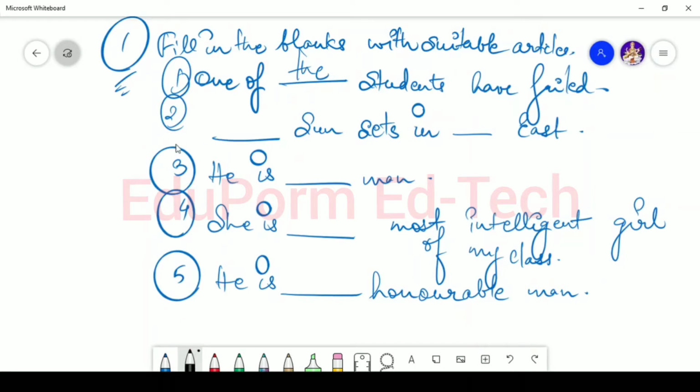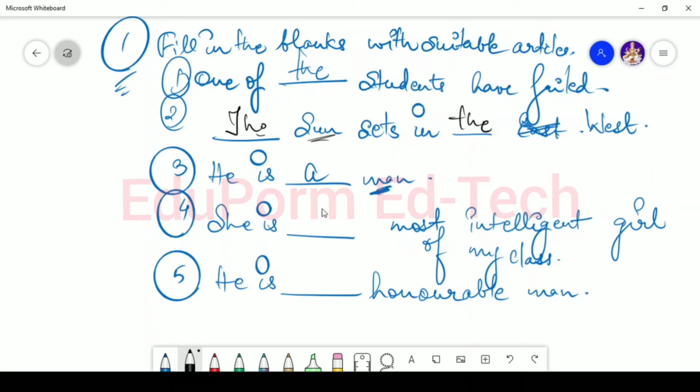Then in the second part it is dash sun sets in dash east. In case of directions or heavenly bodies we use the. This question is so wrong. The sun rises in the east and the sun sets in the west. Okay, really sorry. Now the third question is he is a dash man. In this case it will be he is a man.